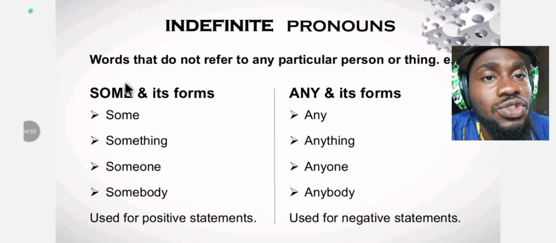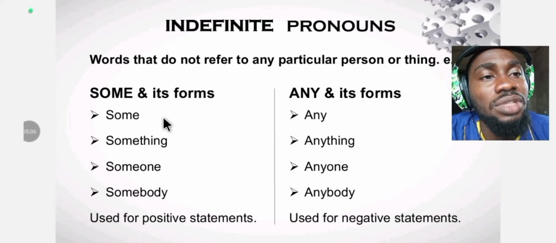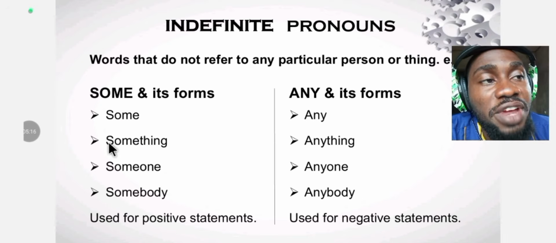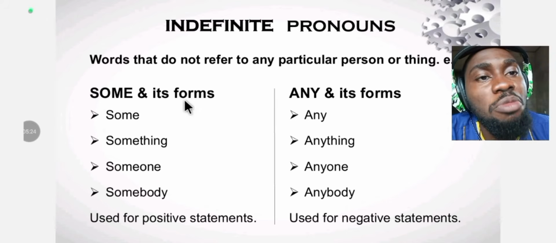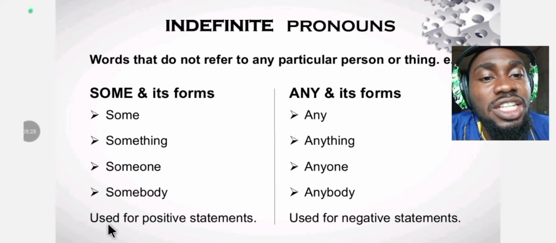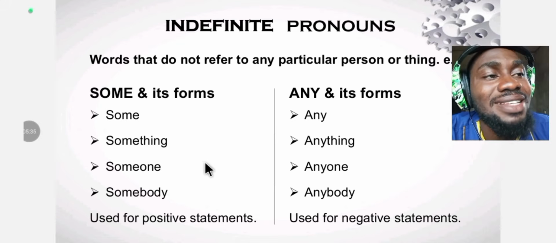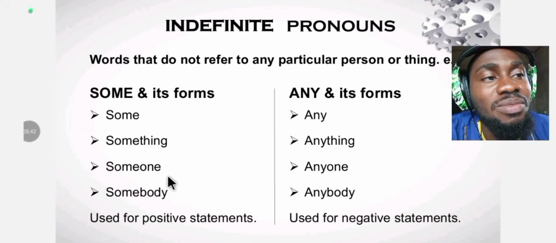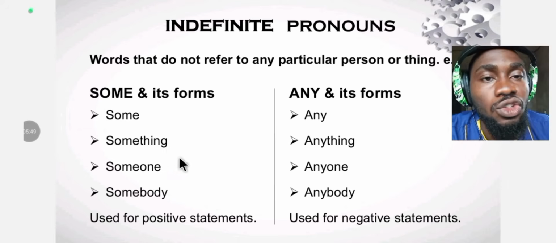It is of 2 forms, the some forms and the any forms. Under the some forms, looking at the left-hand side of the table: some, something, someone, somebody. Any word that has some in it, referring to a noun, is an indefinite pronoun under the some forms or group. These some forms are used for positive statements. When you say positive statement, it's a statement that is real, factual, a fact. You use the some forms.